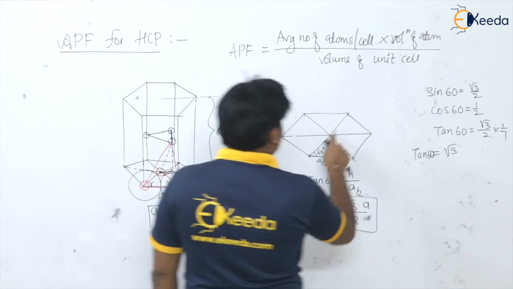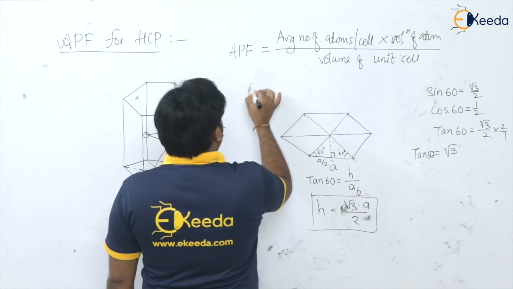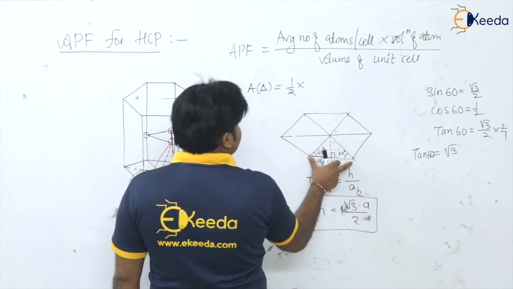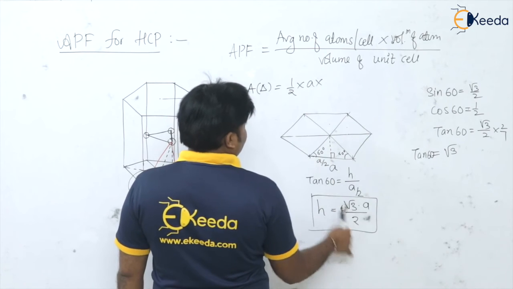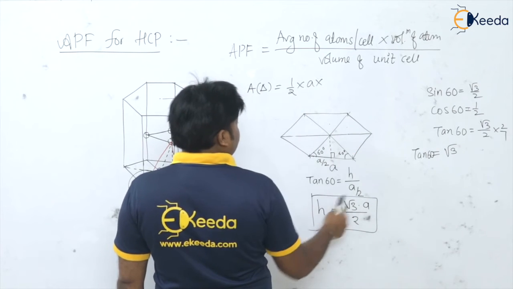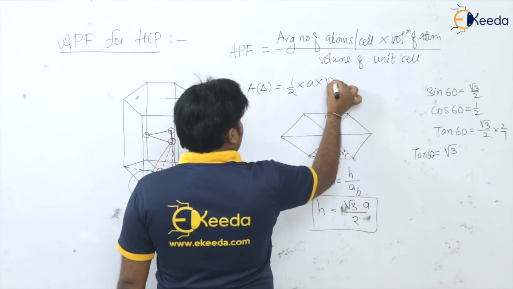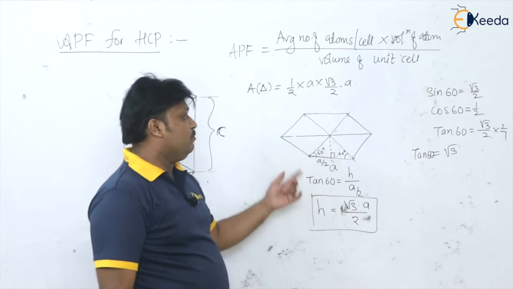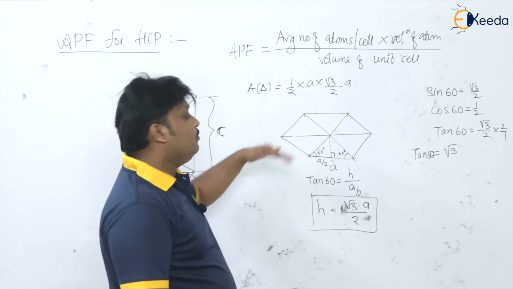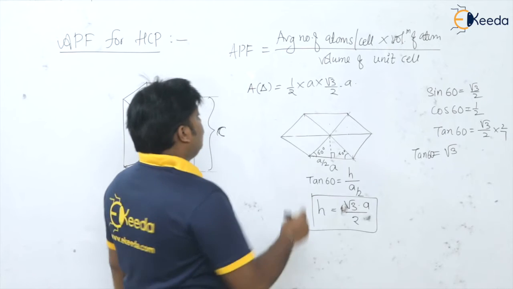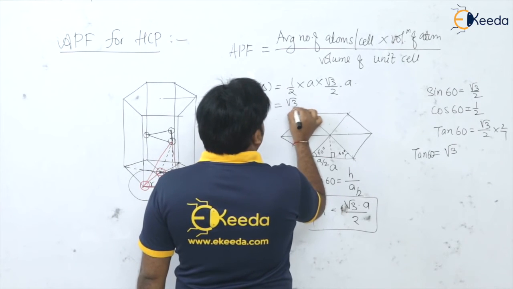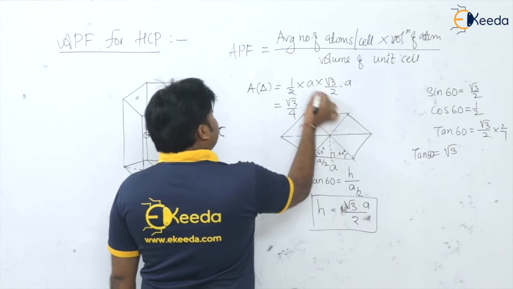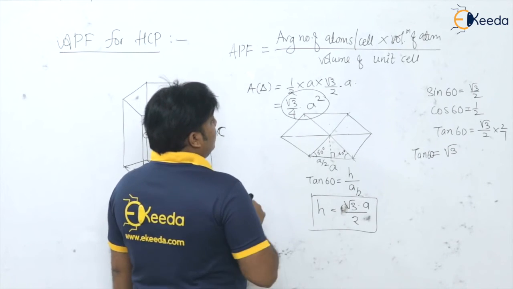Now calculate the area of one equilateral triangle. So area of this triangle, how much? Half into base, which is a, into the height. How much height? Root 3 by 2 into a. So this is actually the standard formula. The area of the equilateral triangle is equal to root 3 by 4 into side square. So see here, root 3 divided by 4 into this a square. So this is the area of one equilateral triangle you have, isn't it?